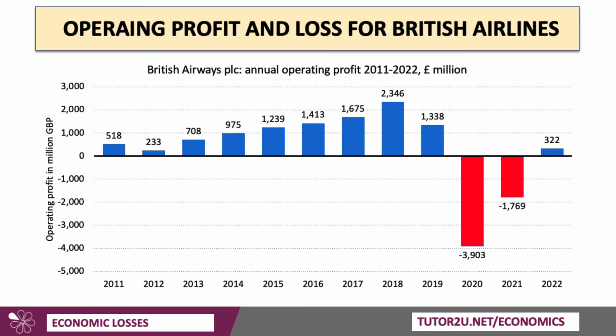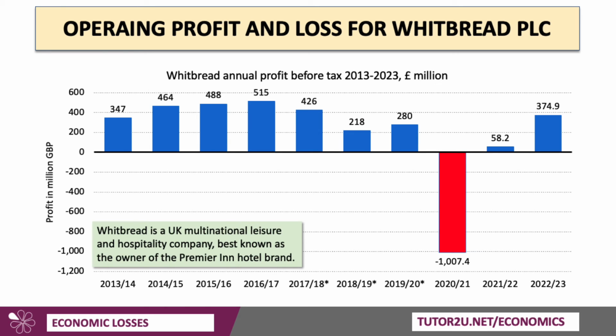British Airways is a really good example there. This chart shows their annual operating profit, and again they moved from rising profits during 2011 to 2019 to a big deep loss, a total operating loss in excess of £5.5 billion over those 2 years. Whitbread is a multinational leisure company, best known for owning the hotel brand Premier Inn, and again they were a highly profitable business that moved from profit to economic loss in 2020-21.